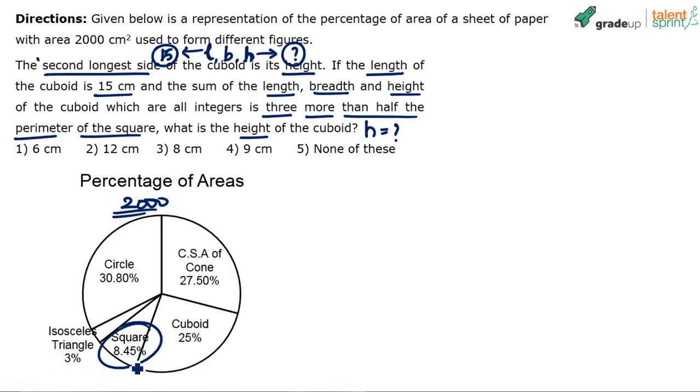So area of the square is 169, right? S square equals 169, which implies the side of the square is 13. That's the first step. Side of the square comes out to be 13, right?